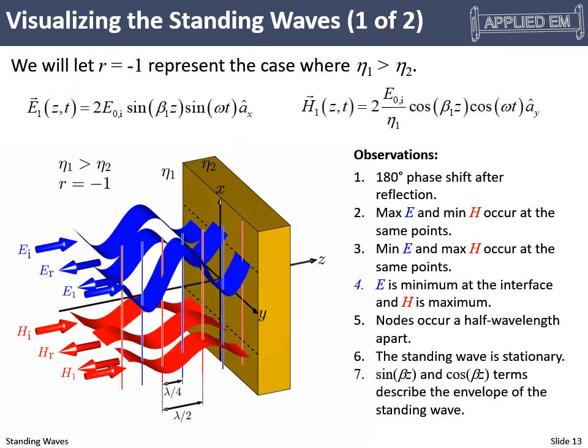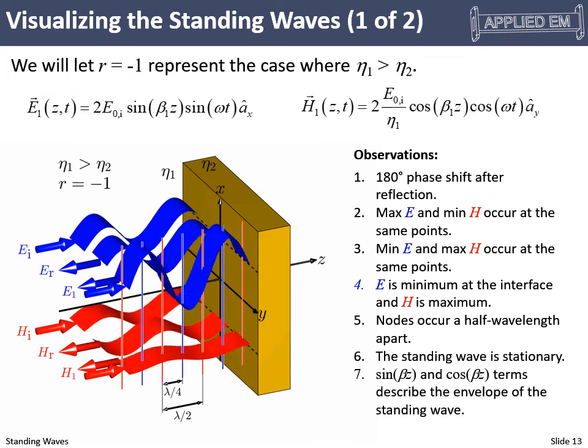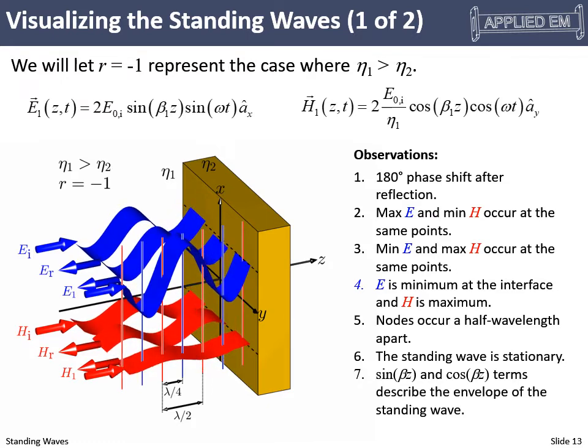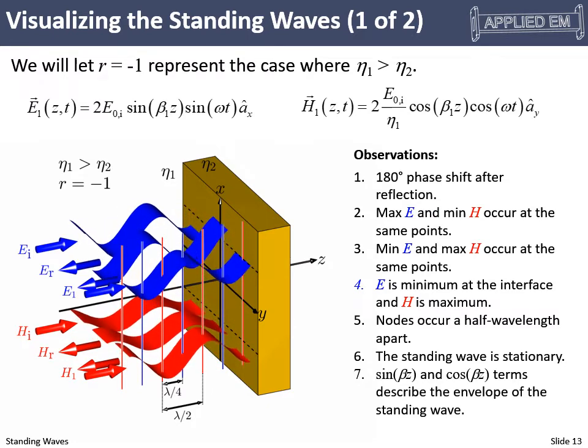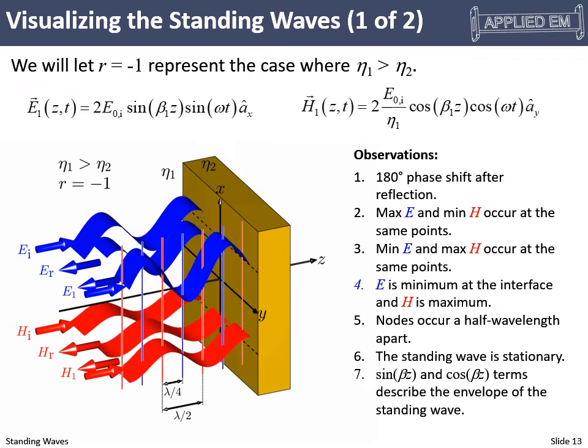So the nodes and antinodes for the electric and magnetic fields are opposite. Where the electric field has its minima, the magnetic field would have its maxima. And the other way around, where the electric field has a maximum, the H field will have its minimum.